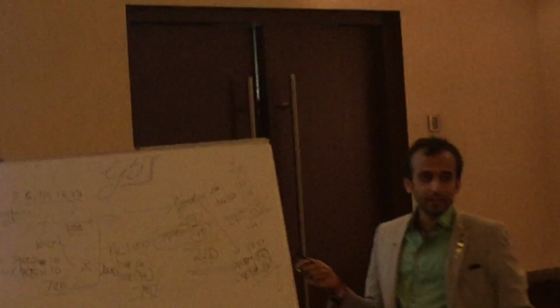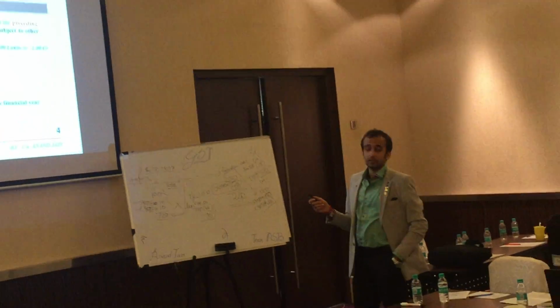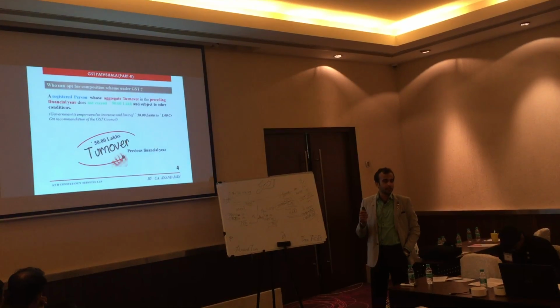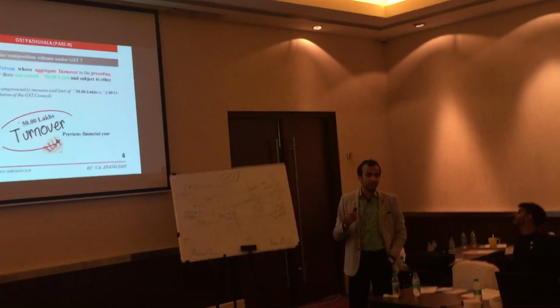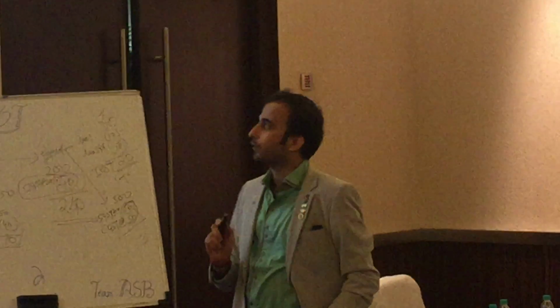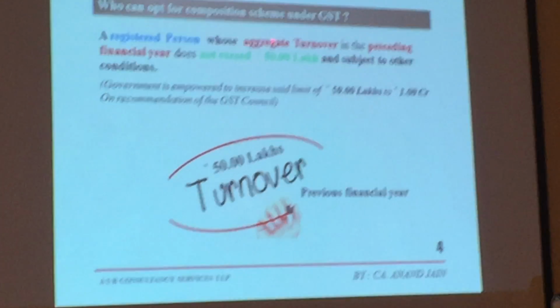it is a concessional rate of taxation. For a manufacturer there is 1%, for a trader 2%. They have to pay GST, and for services only one service provider is covered, which is restaurant. They have to discharge it at the rate of 5%. In this, the turnover limit is not 50 lakhs. This is 75 lakhs.